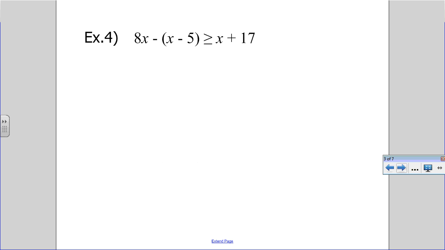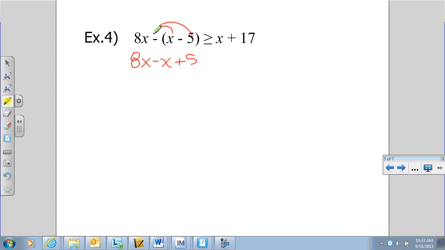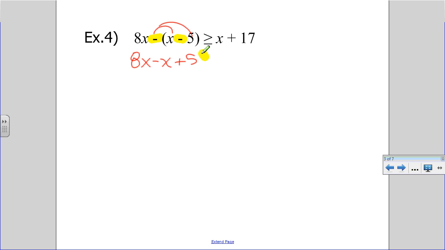All right, let's take a look at number 4. I need to distribute the negative here. So I have 8x minus x plus 5. Make sure you get this plus 5 here, ladies and gentlemen. It is a negative times a negative. Make sure you get that positive. And then that's simply greater than or equal to x plus 17.